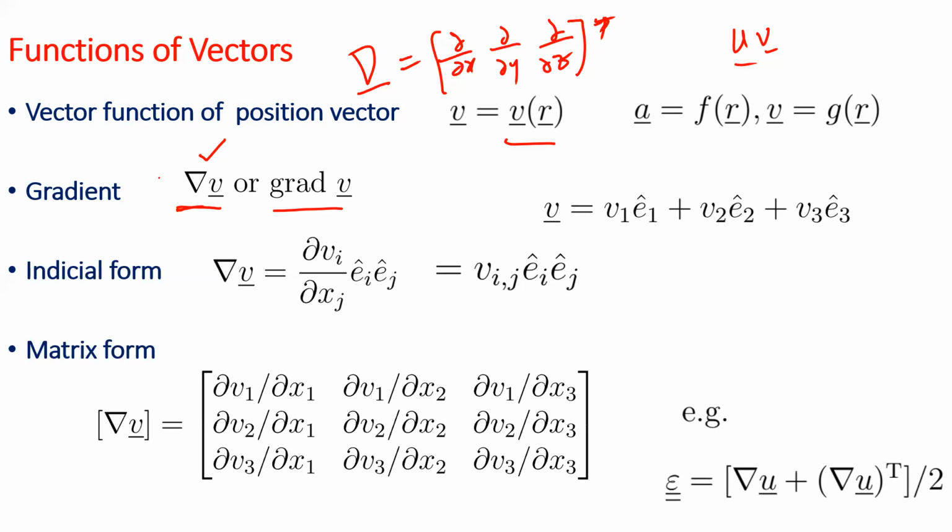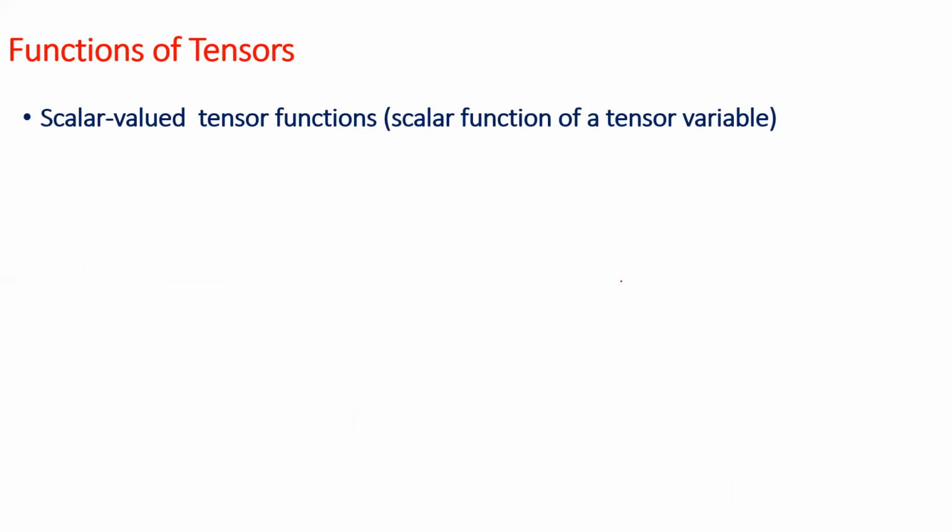We are all familiar with this. Once you know a vector, we can identify it using matrix style or in indicial style. So there are about 1, 2, 3, 4, 5 forms of writing the same, all representing the gradient. Right. So now let us use the same and extend it towards tensors. So functions of tensors. So scalar valued tensor functions.